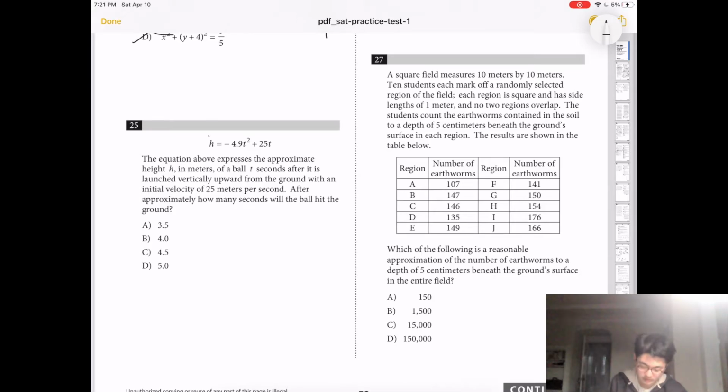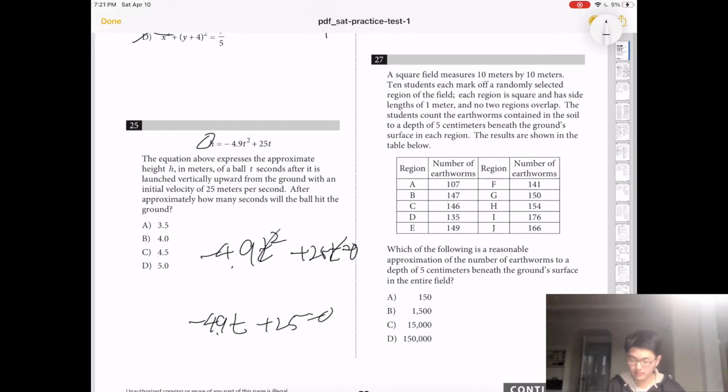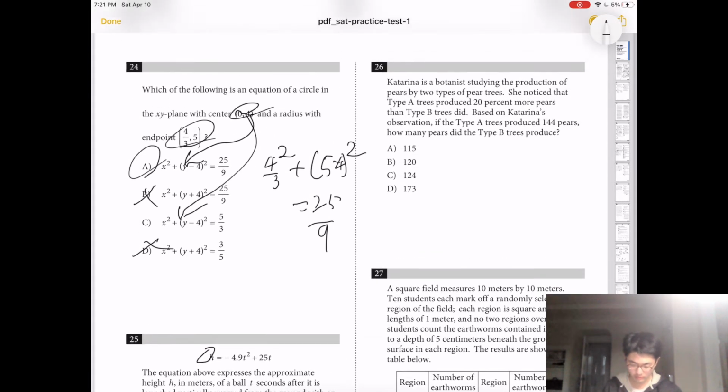Number 25, how many seconds till the ball hits the ground? So the height would be 0 when the ball hits the ground. So we want negative 4.9 t squared plus 25 t equals 0. We get rid of one t and get negative 4.9 t plus 25 equals 0. So t would be 25 divided by 4.9, which is about 5.1, which is close to 5.0.